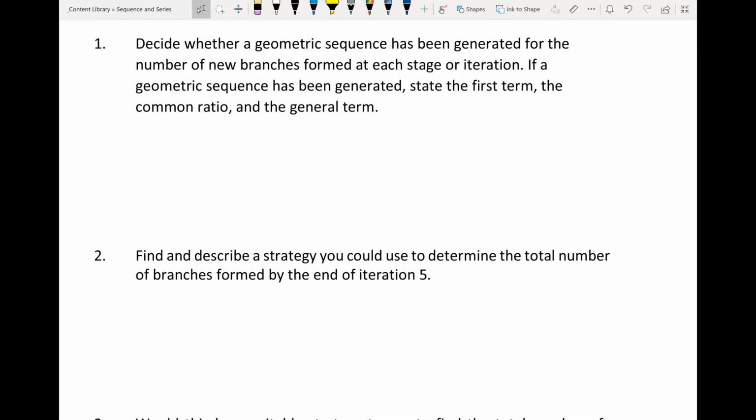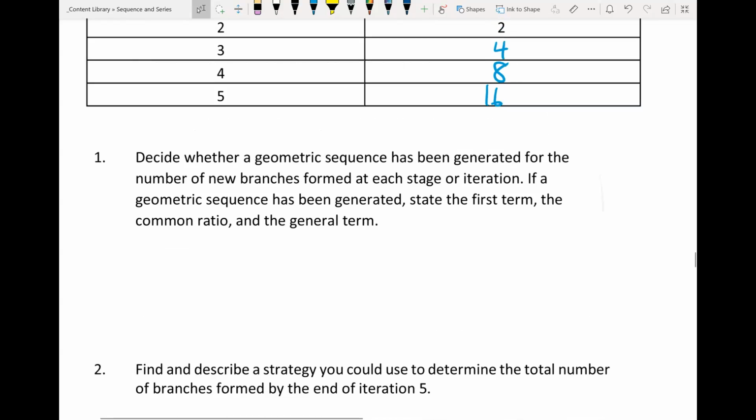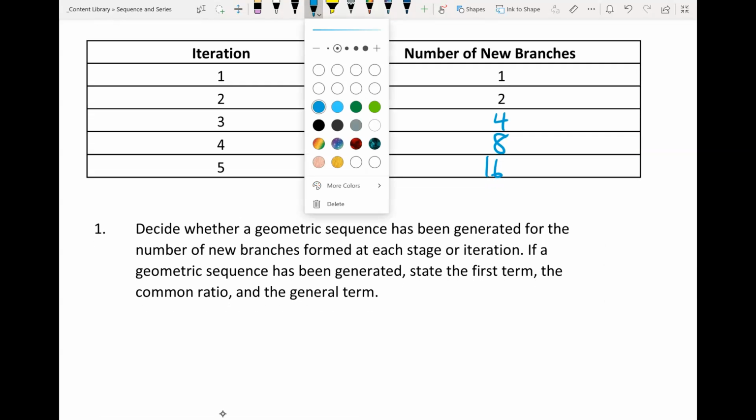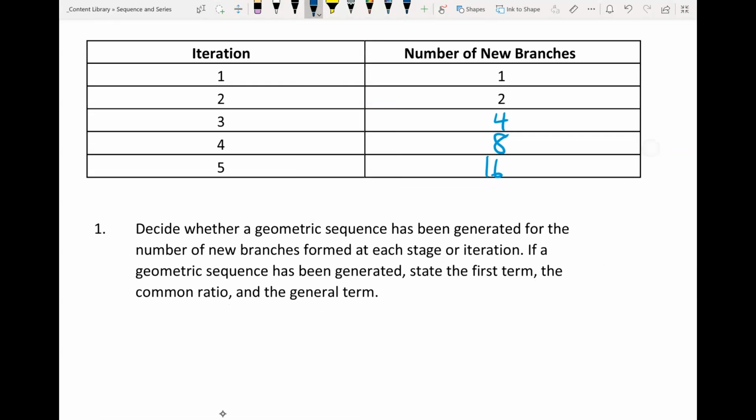Now we're going to decide whether a geometric sequence has been generated for the number of new branches formed at each stage. And if a geometric sequence has been generated, we're going to state the first term, the common ratio, and the general term. So let's again look at our table of values here and compare the number of new branches. Going from 1 to 2, the only way for us to get from 1 to 2 is if we multiply by 2 here. From 2 to 4, same sort of thing. 4 to 8, we have to multiply 4 by 2 to get 8, and then so on.